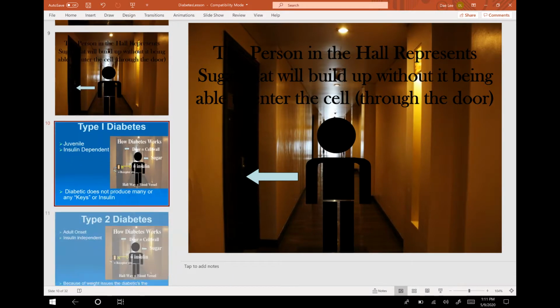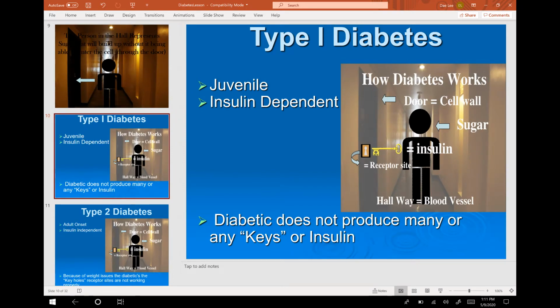Let's talk about type 1 diabetes first. In type 1 diabetes, we call this one the juvenile insulin-dependent diabetes. Now, what does it mean, juvenile? It means children or adolescents. So type 1 diabetes is usually diagnosed in children.